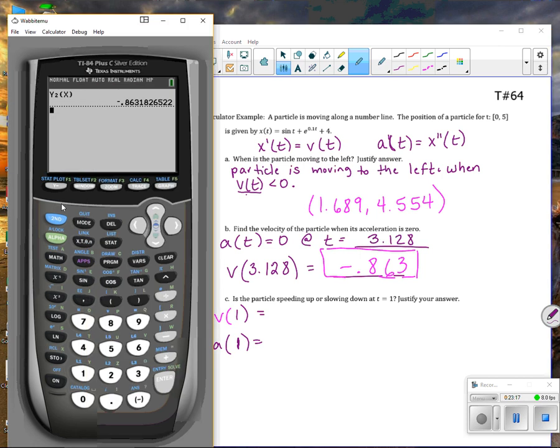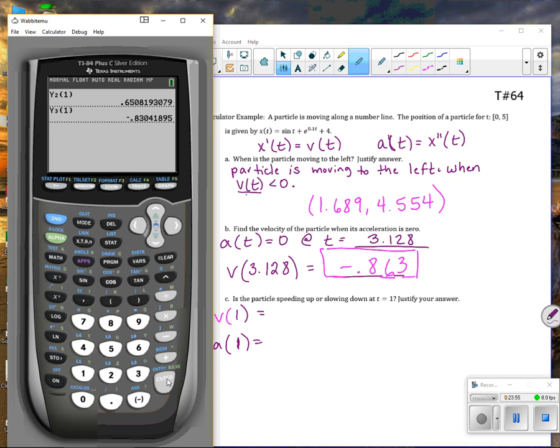But again, with the calculator, I don't have to type in equations. I just have to remember that I have velocity in y2 and acceleration in y3. So I'm going to evaluate the velocity at 1. I'm going to do these both together. And then I'm going to evaluate the acceleration, that was in y3, at 1. And what do you notice? You notice that the signs of those things are opposite. So my particle is going to be slowing down.